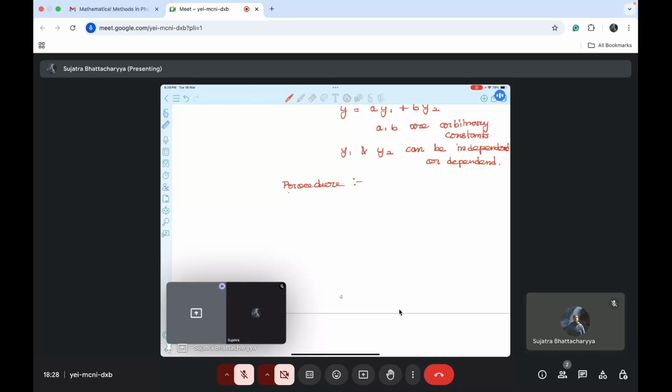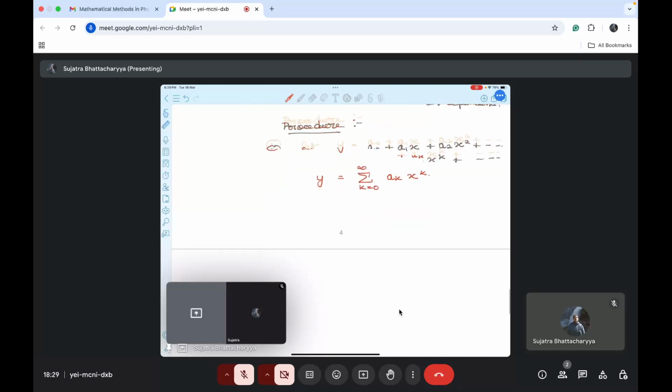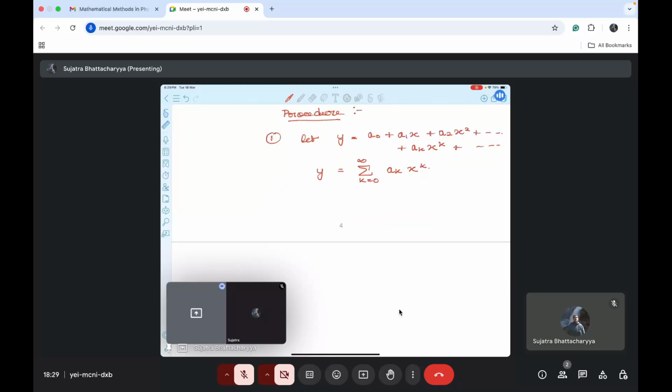So how to do this is that number one, let y is equal to a naught plus a1x plus a2x square plus so on, up to a_k x to the power k. That means I'm writing y as a summation from k equals 0 to infinity of a_k x to the power k. This is what we assume first. We will assume that y is equal to this.